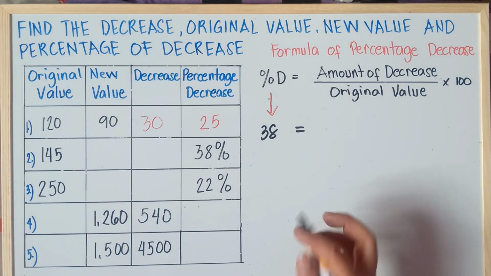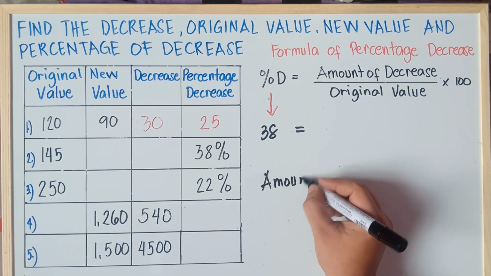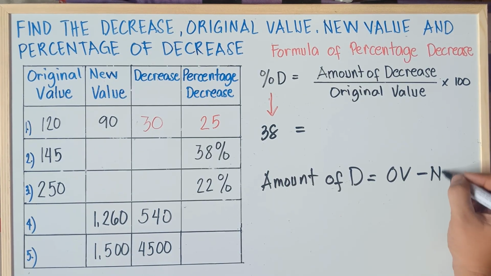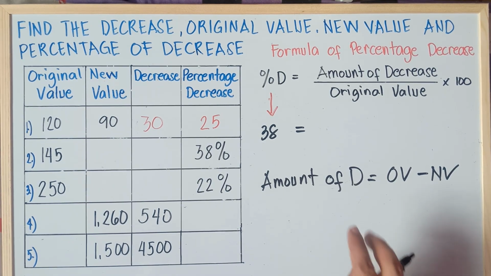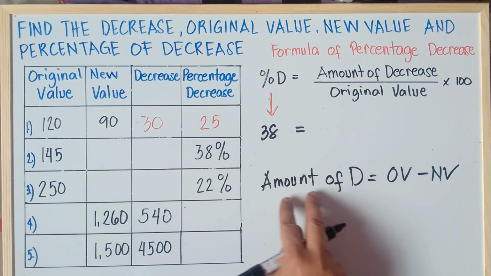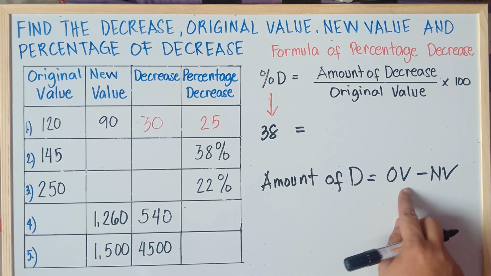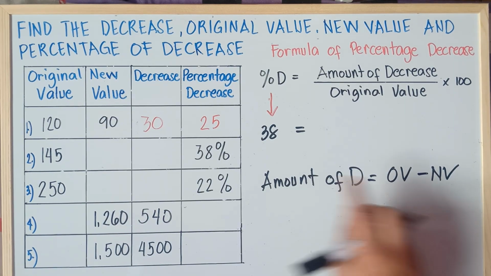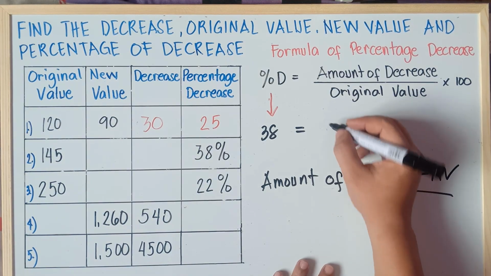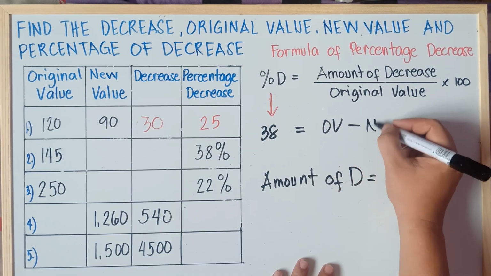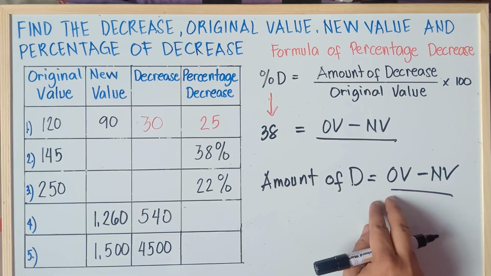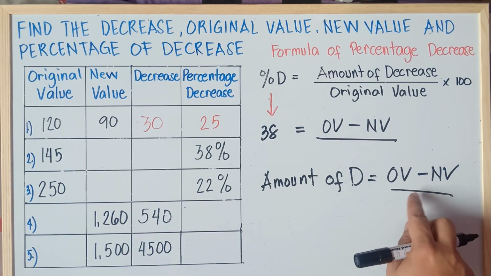Once again, let me just explain this one, class. Amount of decrease, that would be original value minus the new value, right? Do you still remember, class, for the amount of decrease? We cannot get the amount of decrease because we don't have the new value. Because the amount of decrease says original value minus the new value. But we don't have the new value, therefore we need to write this equation: original value minus the new value, divided by. Once again, class, amount of decrease is equal to original value minus the new value. So this is just the same, class.